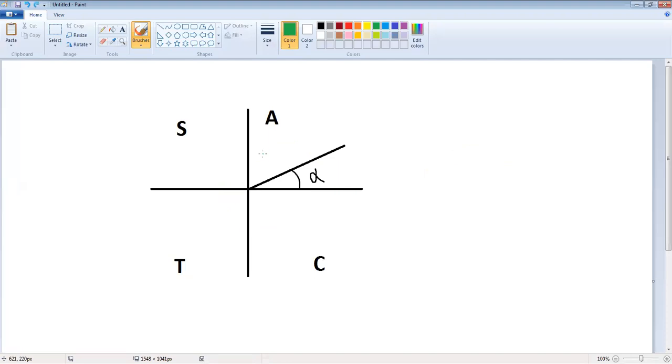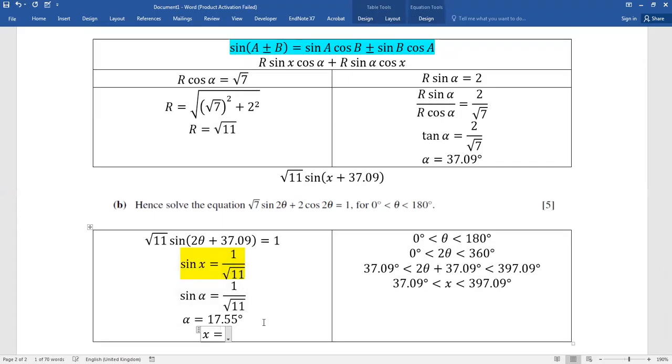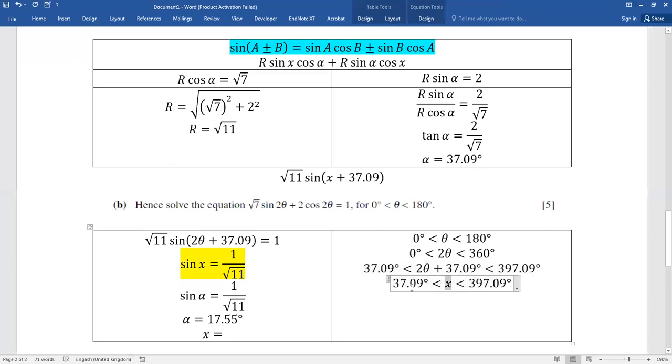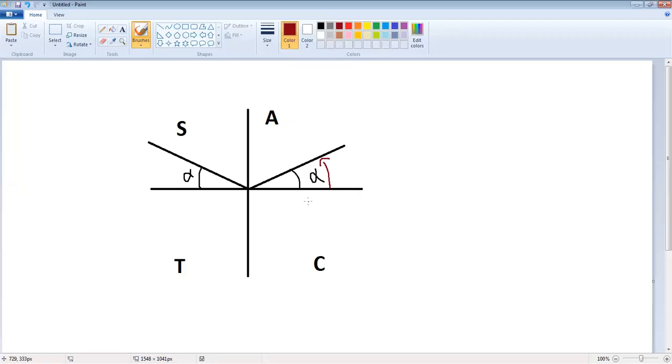So where will our alphas exist? In the first quadrant and in the second quadrant. So let's see the possible values of our angle now. We will say that the first possible value of x is alpha itself. But is this a part of our range, the range of angle that we are allowed? Our angle must start from 37.09. It cannot be below 37.09. So the first alpha is not a part of our range, and hence it will not be considered.